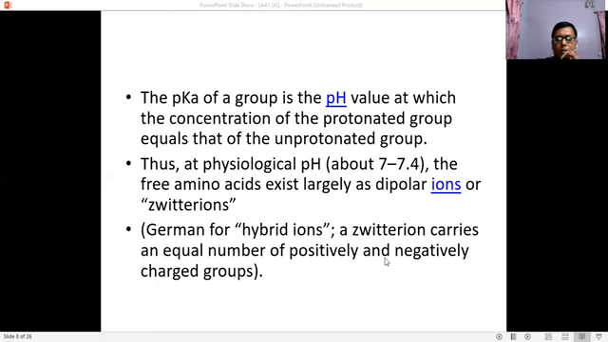The pK of a group is the pH value at which the concentration of protonated group equals that of unprotonated group. Thus, at physiological pH, about 7 to 7.4, the free amino acid exists largely as a dipole. This is called Zwitter ion. This is a German word. What is the meaning? It means hybrid ions. So a Zwitter ion carries both positive charge and negative charge in equal amount. So the net charge is 0.